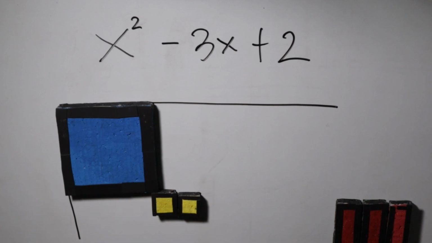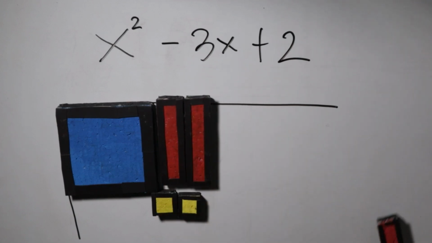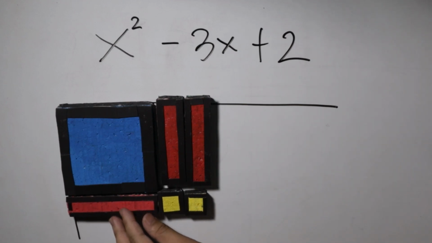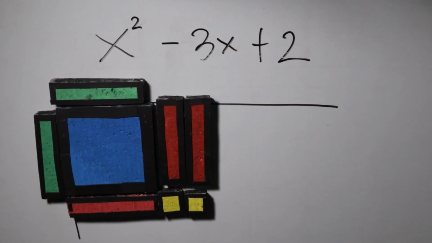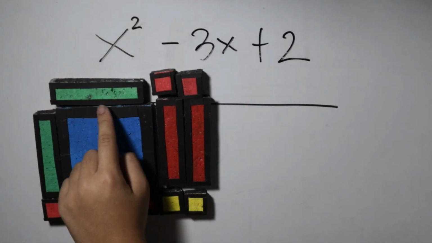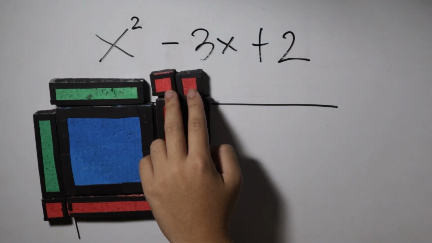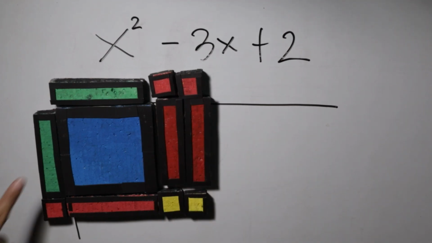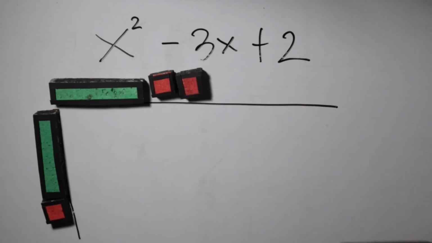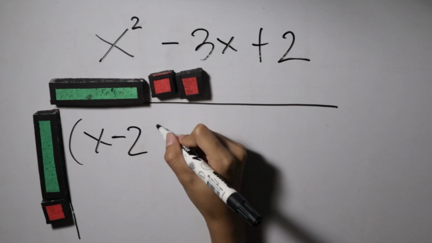And now, we're going to use the 3 negative x tiles to fill in the holes or spaces, like this. Now we have a completed rectangle, known as an area model, that represents our expression. Now we're going to find the answer based on the length, width, and sign. We can see on the top, 1 positive x and 2 negative constants, while on this side is 1 positive x and 1 negative constant. Therefore, the answer is x minus 2 and x minus 1.